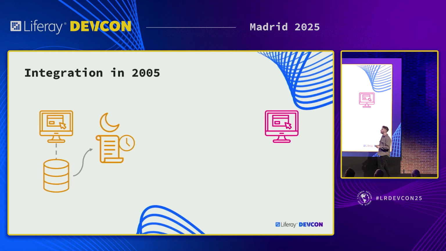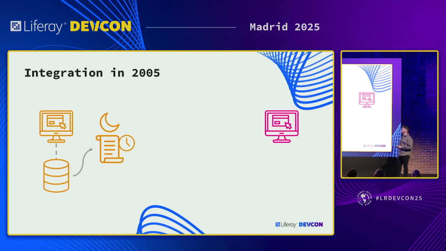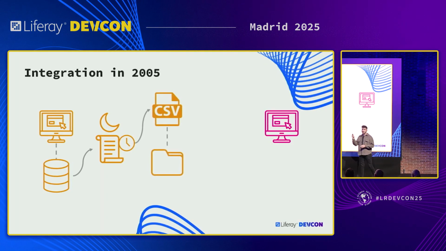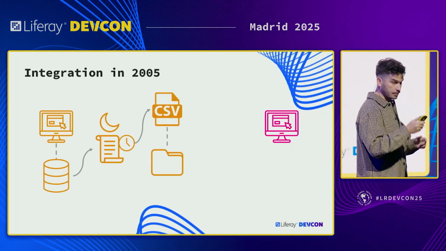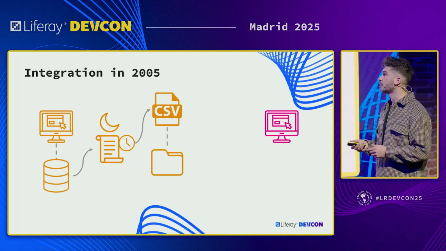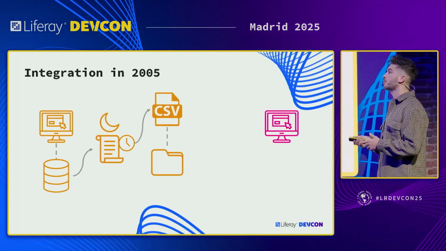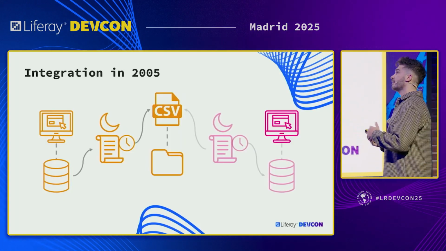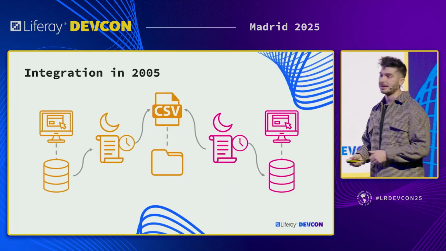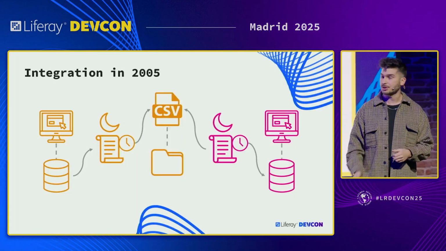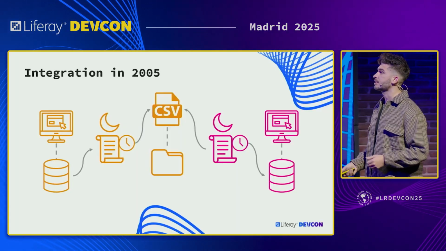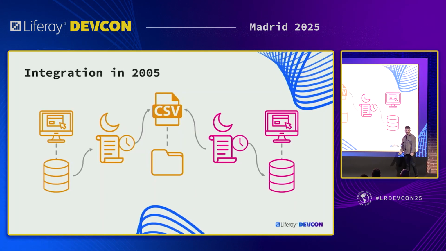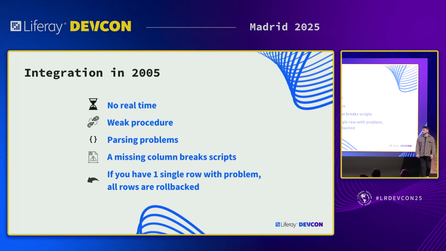The moon means that it's running by night, that extracts information from a database and produces a CSV file. The script has to upload it on an FTP folder, and on the other side, another developer in another company with another language has to process the whole CSV file to retrieve information and insert it in the next database. So it was such a weak procedure.